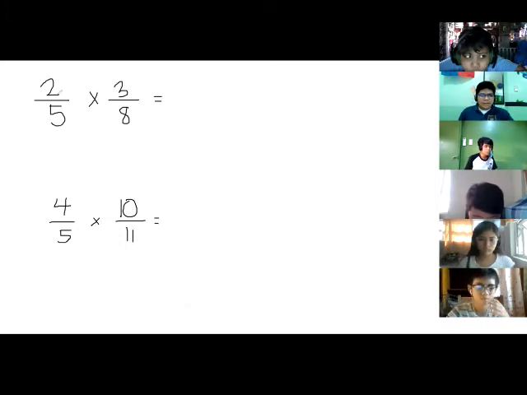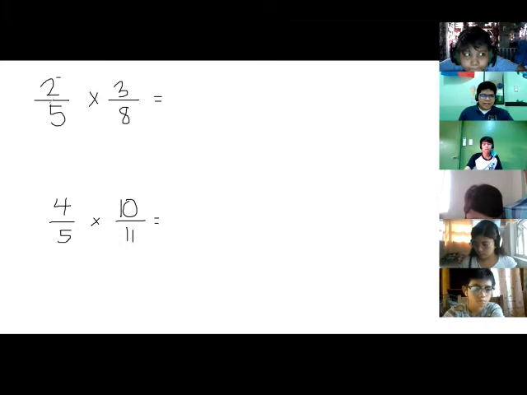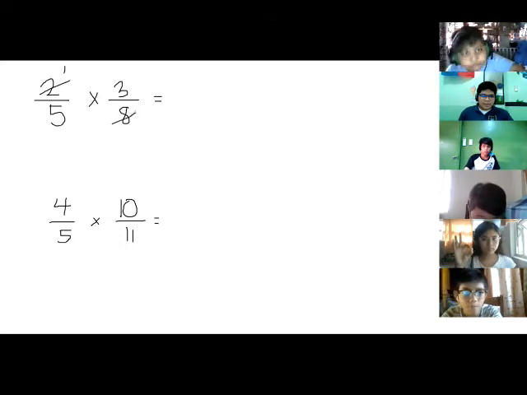Okay, for example, we have 2, 5, 3, 8. So, looking at that, nakikita mo na si 2 at si 8, pwede mong i-divide sila by 2, di ba? Divisible sila by 2. So, you can, dito pa lang, mag-divide ka na. 2 divided by 2 is 1, di ba? Tama? And then 8 divided by 2 is 4. So, magiging siyang 1 over 5 times 3 over 4. Okay?